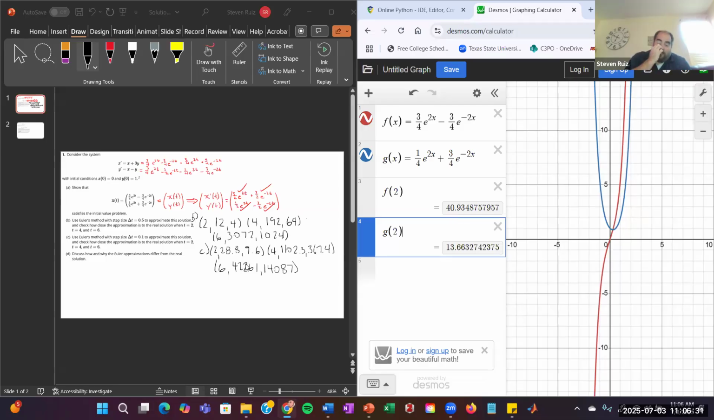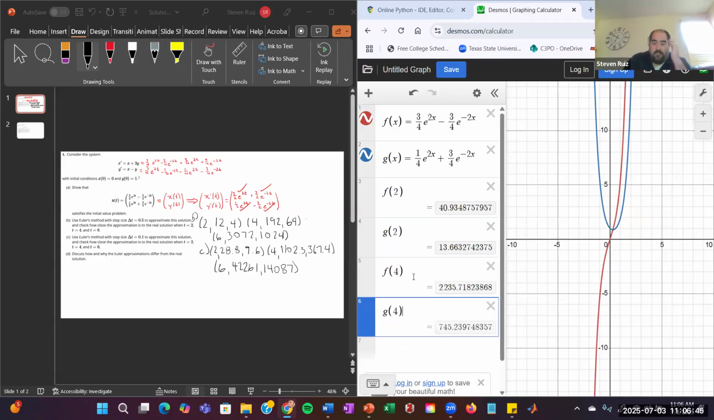So off by about a third, more than 33%. We'll see how that compounds as we go further. F of 4, G of 4. So F of 4 is, so X is 2235. I don't even have half of that. So again, we're seeing how these errors compound.